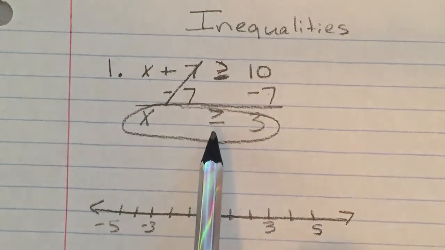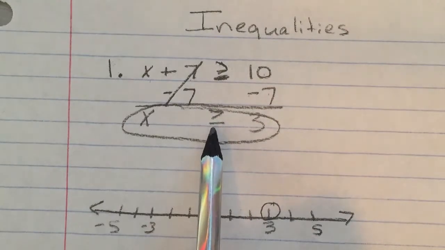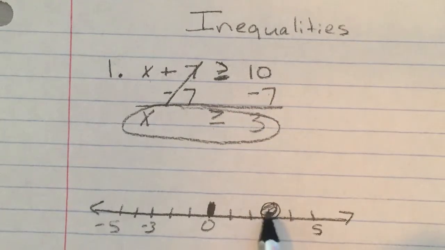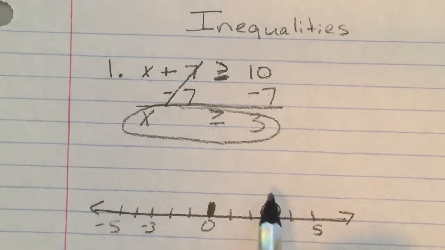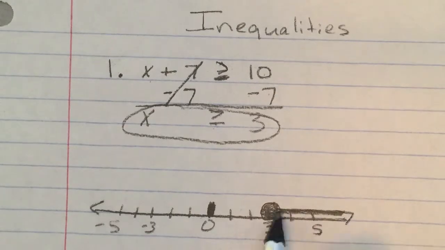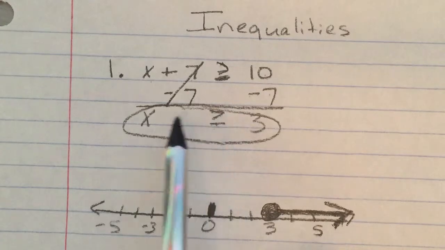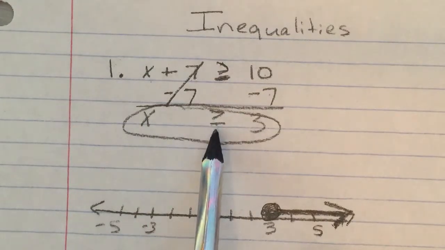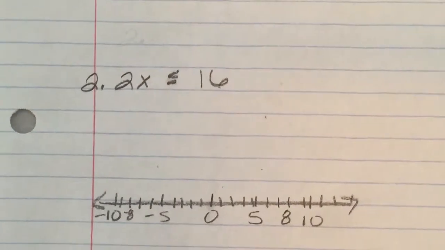Since x is greater than or equal to 3, I will find the 3, put a circle on top of the 3, and I notice that since it's greater or equal to, I will shade in the 3 because of this equal to part of the inequality, and shade in to the right of the 3 because of the greater than part of the inequality. Since x is greater than or equal to 3, I've shaded in the 3 and all the numbers greater than 3. Let's go to example number 2.